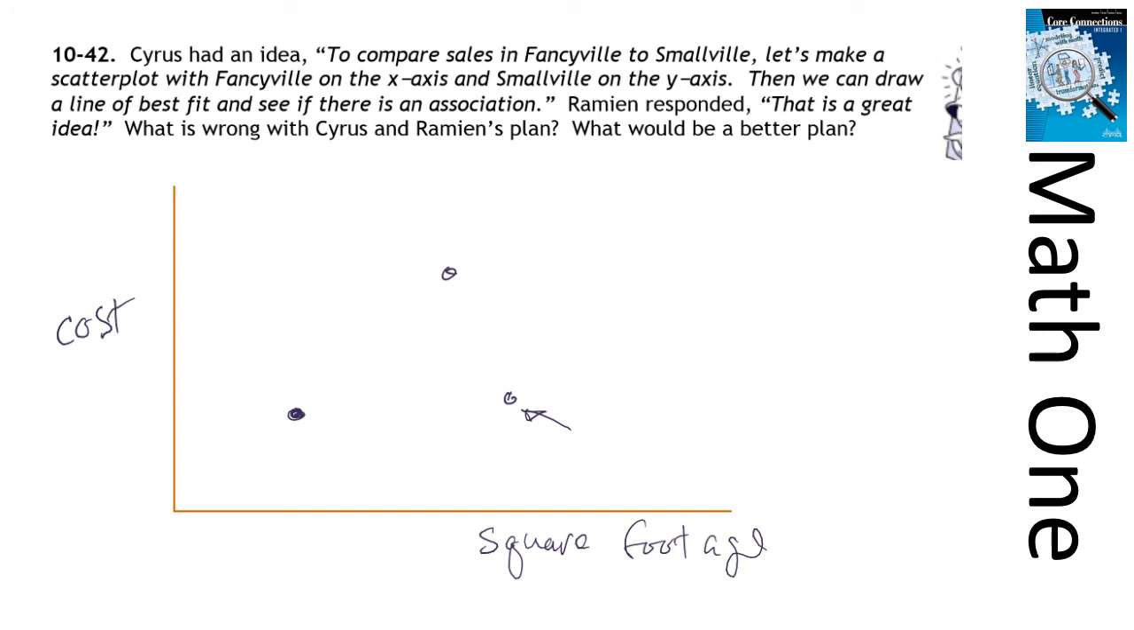What I want you to spend some time on is answering this question: what would be a better plan than creating a scatter plot? Spend some time discussing that, and then go ahead and answer it. What do you think would be a better way to look at the differences between Smallville and Fancyville?